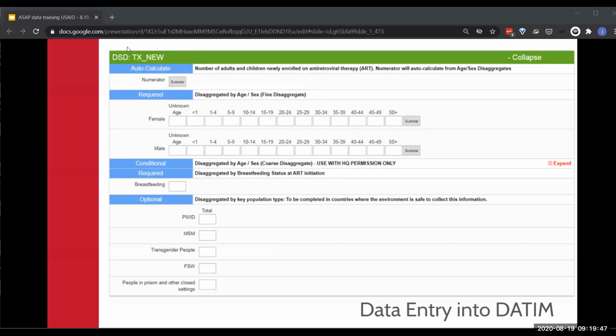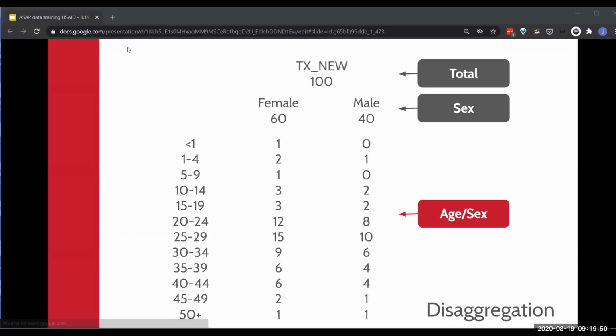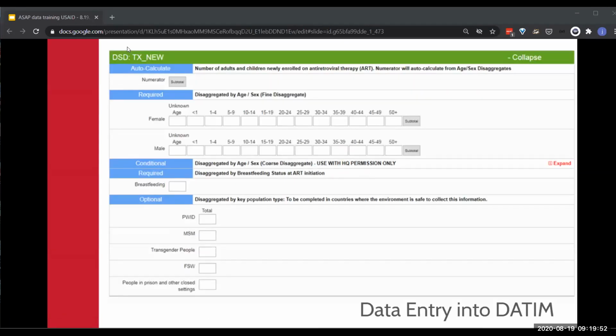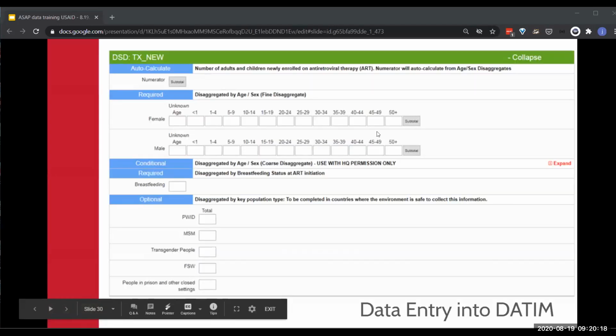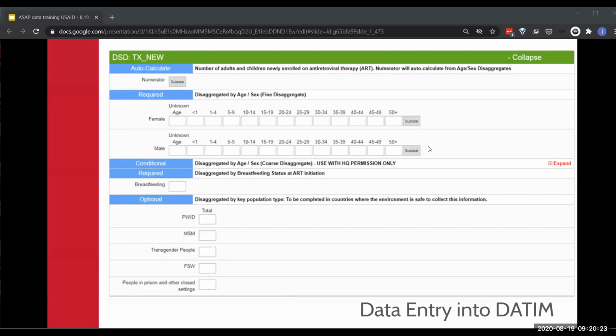And this is a data entry screen for TXNew, so the same indicator we were just looking at, for one site, for one quarter. What you see there is the first row of boxes where you have female, unknown age, under 1, 1 through 4, etc. And below that you have the same thing for the male. And you can see that these age categories correspond exactly to what's in the data entry screen. So that's kind of how this all fits together.